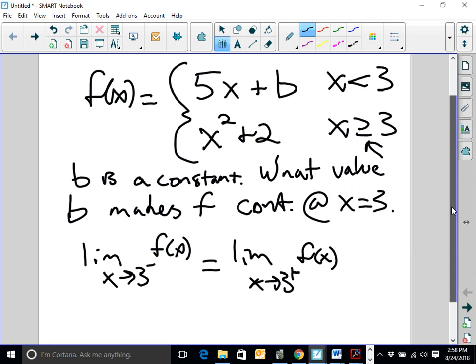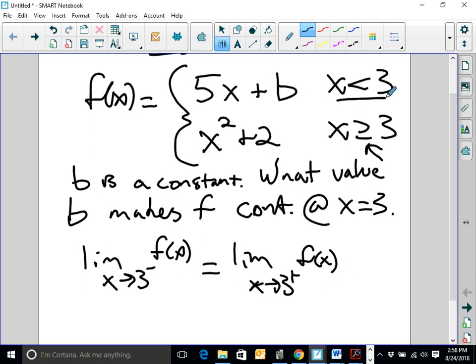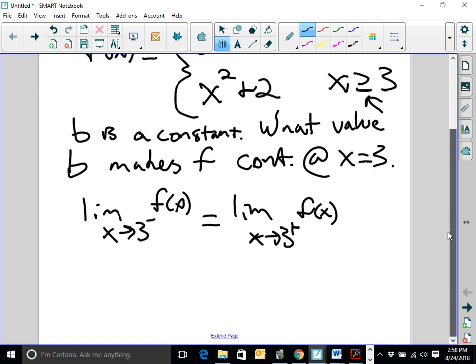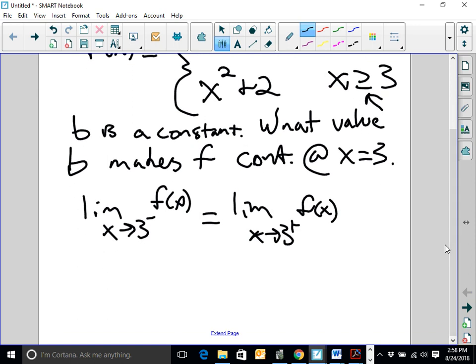So I'm going to calculate the left-hand limit at 3. And that would be 5x, but the x we're letting equal 3, plus b. And we don't know what b is yet, but that's okay. That's what we're trying to solve for. That will be the left-hand limit.